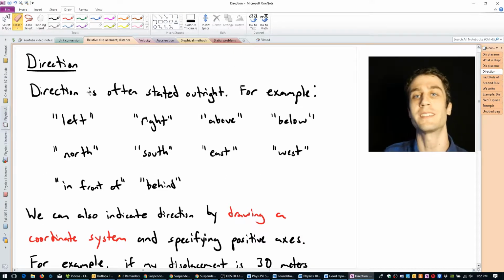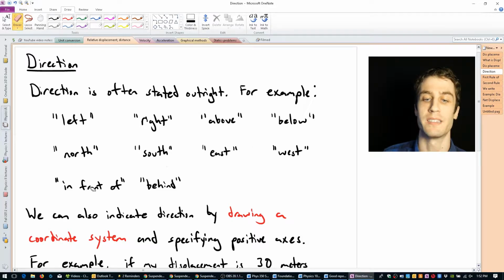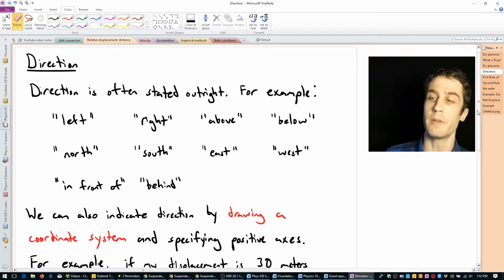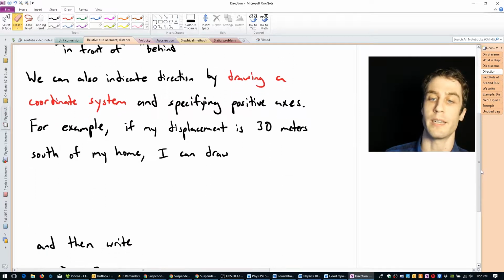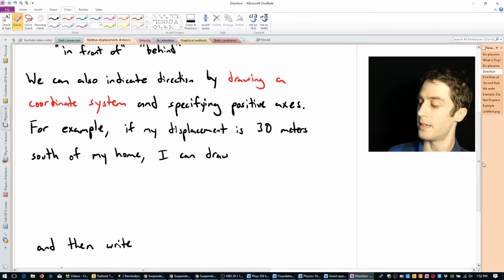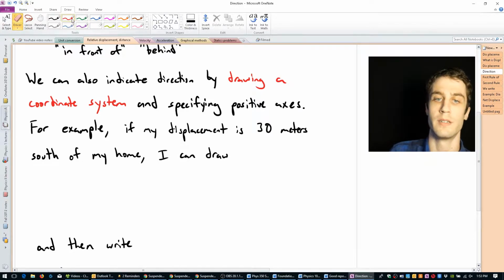Okay, let's talk about direction. Direction is often just stated outright. For example, left, right, above, below, north, south, east, west, in front of, and behind. That's often how it's given to you in a problem statement, they'll tell you the direction just through words. But we can also indicate direction by drawing a coordinate system and specifying positive axes. So I've highlighted this in red, and that's because I'm going to, throughout the semester, draw most of my coordinate systems in red.